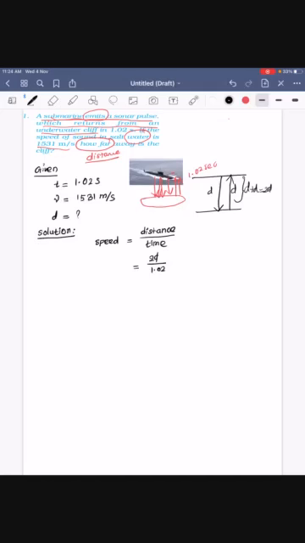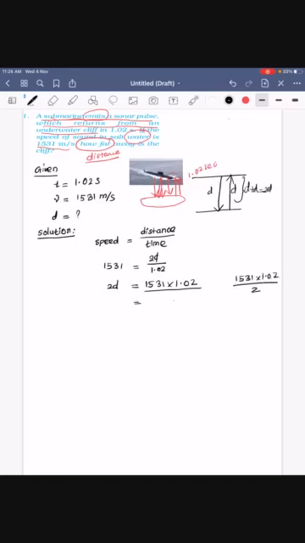1.02 seconds. Okay, so speed they have given is 1531 meters per second. They have given the speed and the time, and we have to find the distance. So first we have to calculate the value of 2D. So 2D, what is the value? 1531 into 1.02. Okay, so just multiply this value.